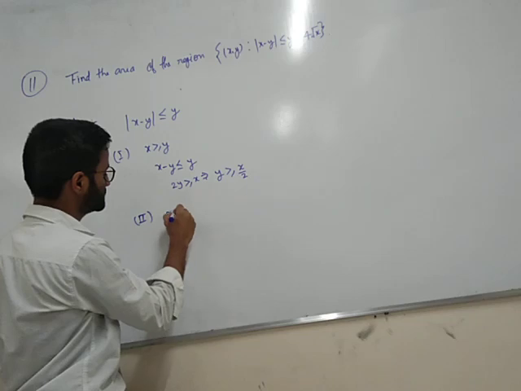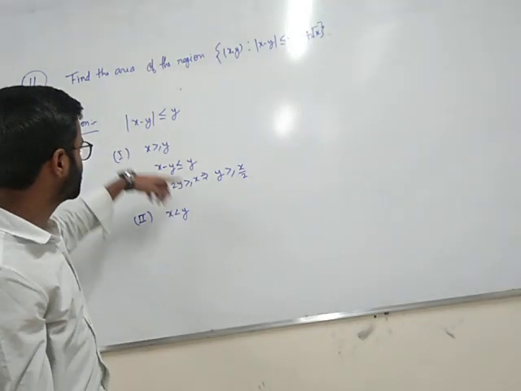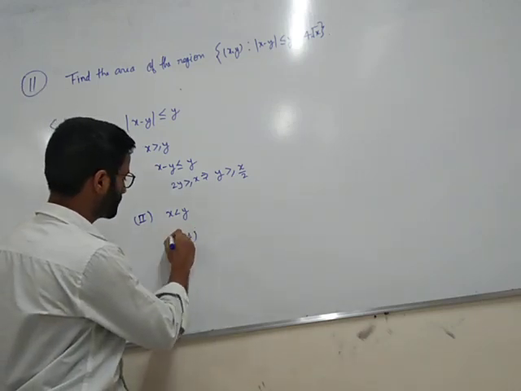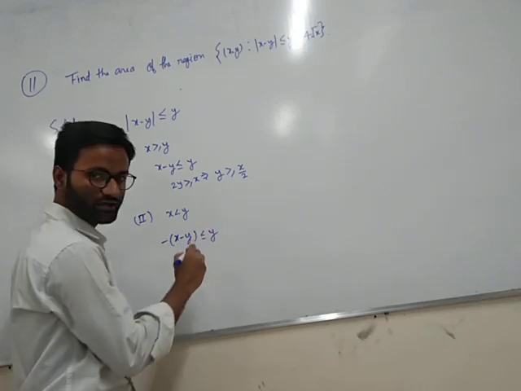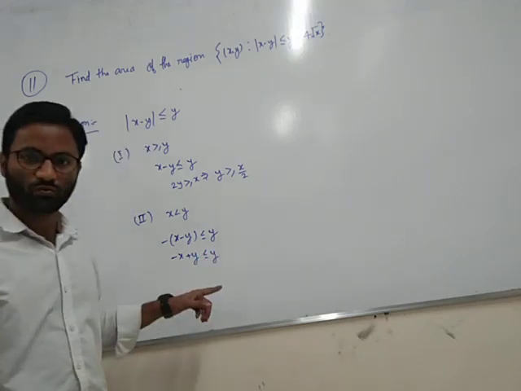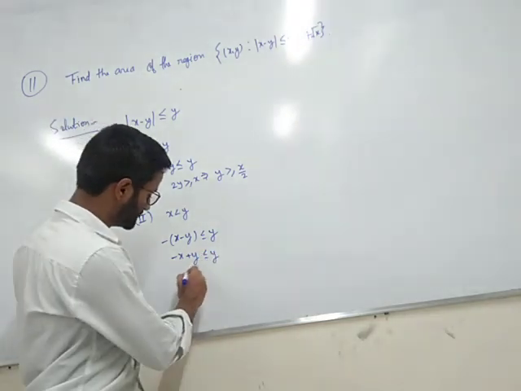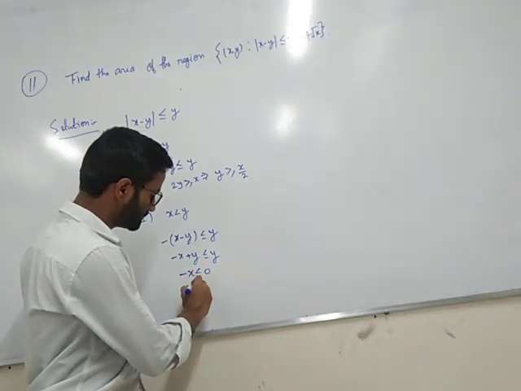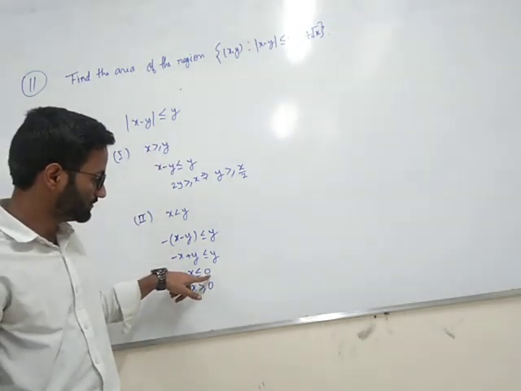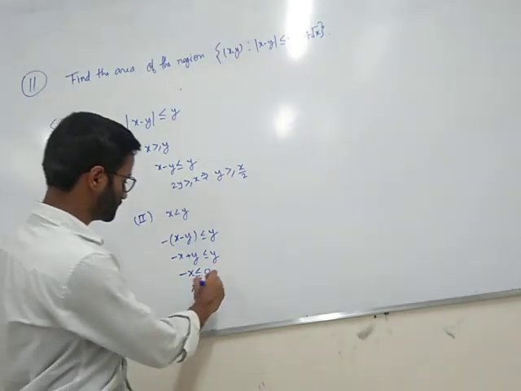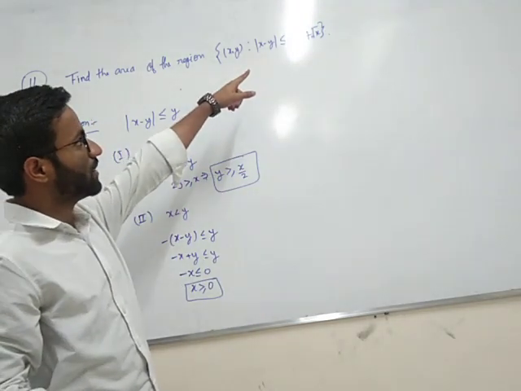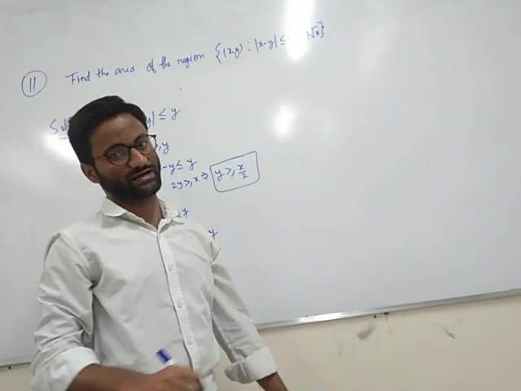Second case is that x is less than y. So in this case this will be negative. So negative of x minus y is less than or equal to y. So minus x plus y is less than or equal to y. This y gets cancelled out and I get minus x is less than or equal to 0, or I can say that x is greater than or equal to 0. I multiply by minus on both sides and I get this. So these are two inequalities, and the third inequality is y is less than or equal to 4 root x.